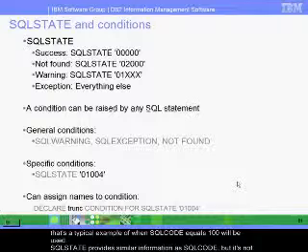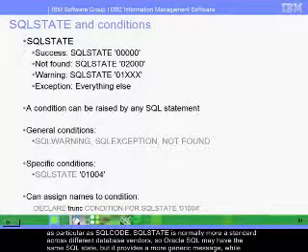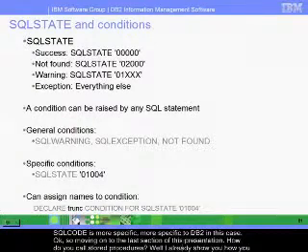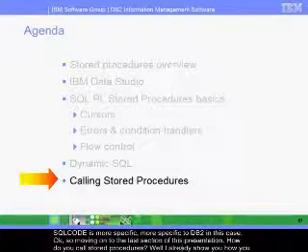SQLSTATE provides similar information as SQLCODE, but it's not as particular as SQLCODE. SQLSTATE is normally more of a standard across different database vendors. So Oracle may have the same SQLSTATE, but it provides a more generic message, while SQLCODE is more specific to DB2 in this case.